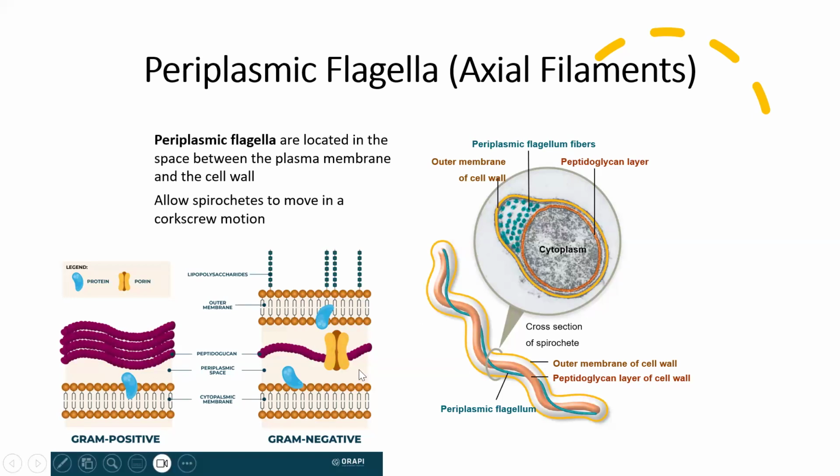And so the actual flagella in these periplasmic flagella are going to reside inside of that periplasmic space, as opposed to your normal flagella that are outside the cell. And because of this, these axial filaments that they have are wrapped around the cell, and so they actually cause the organism to move in a corkscrew pattern.